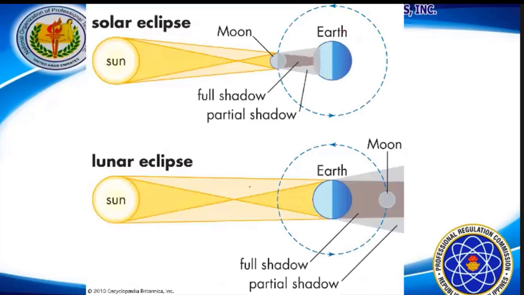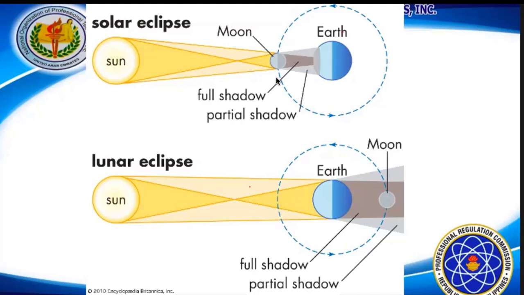Pag solar eclipse, yung moon nasa gitna. So, during this event, the moon blocks the light coming from the sun. Si moon kasi ang nasa gitna, kaya binablock niya yung galing sa sun. Kaya nagka-cast siya ng shadow sa earth. I repeat, the moon is in between the sun and the earth. Kaya wala tayong nakikitang light, primarily because binablock ni moon si sun. So full shadow ang nakikita natin.